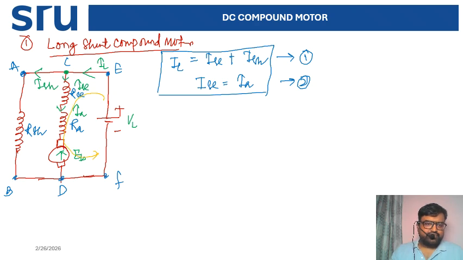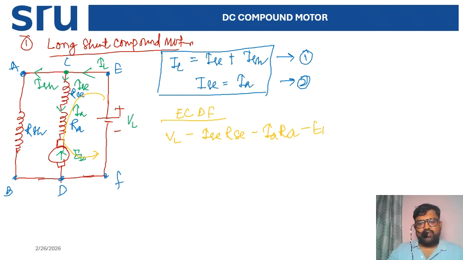Then if I am changing this one, you just write down the equation. That is your, you can say, E, C, D, F, the closed loop. Then what will the equation be? That is your load voltage minus IAC into RAC minus IA into RA minus EB equal to 0.